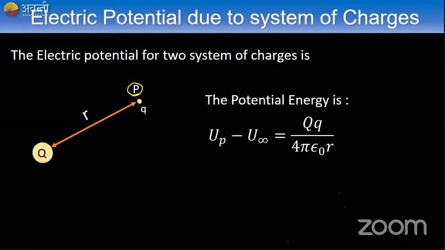If I'm considering the electric potential energy at point P, then the change in electric potential energy with respect to infinity, UP minus U of infinity, is equal to the source charge Q times the test charge q divided by 4 pi epsilon naught into R, where R is the separation distance between the source charge and the test charge.